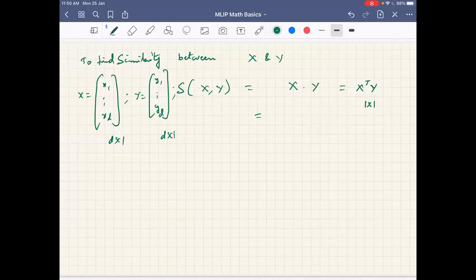Can't I write Y transpose X? Yes, sir. So I can also write Y transpose X. Okay, fine. But this is a similarity metric. Do you suggest that this is a very good similarity metric?